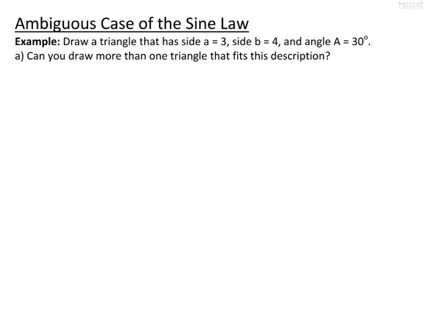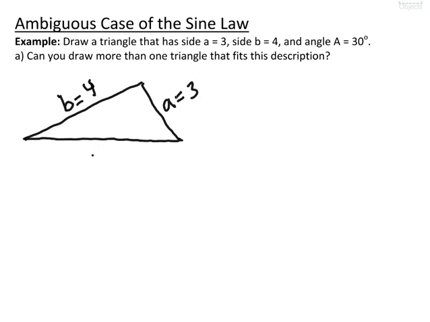So let's say you have a triangle that has side A is 3, side B is 4, and angle A is 30 degrees. The first triangle I might draw when I think about this might look like this. Maybe this is side B here, that's 4. Maybe this here is side A, that's 3. This is side C, I'm not told what C is. And angle A is right in here. Angle A is 30 degrees. This would be angle C, capital C there, and this would be angle B.